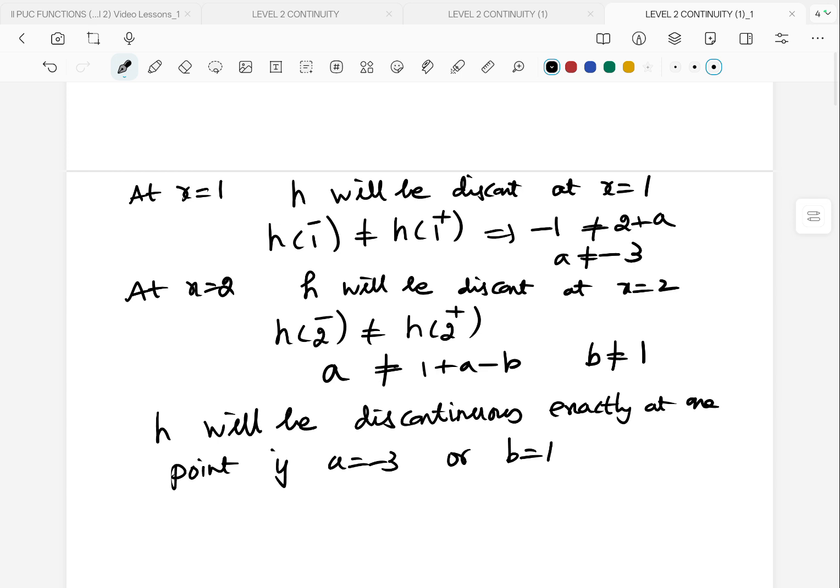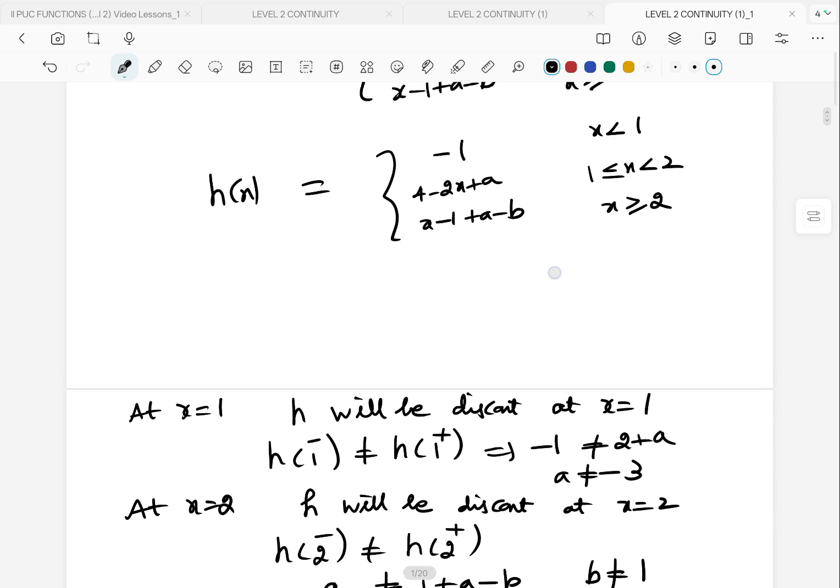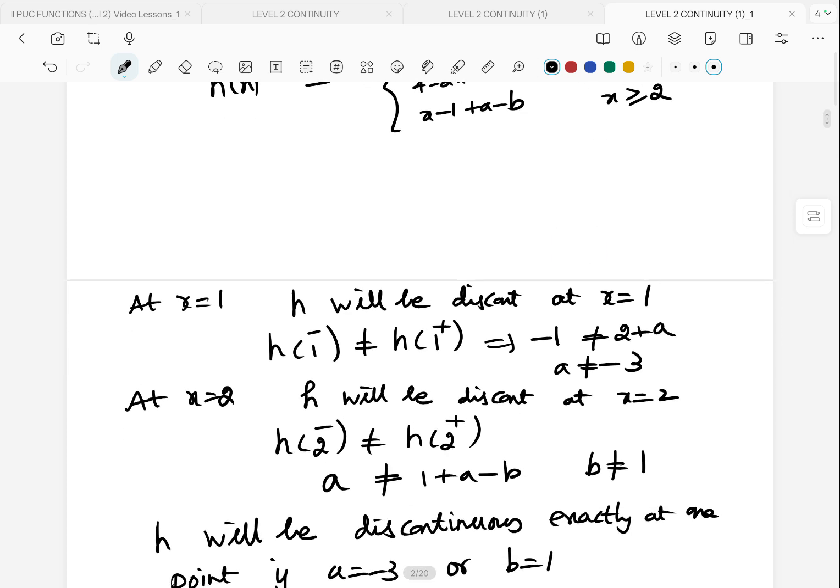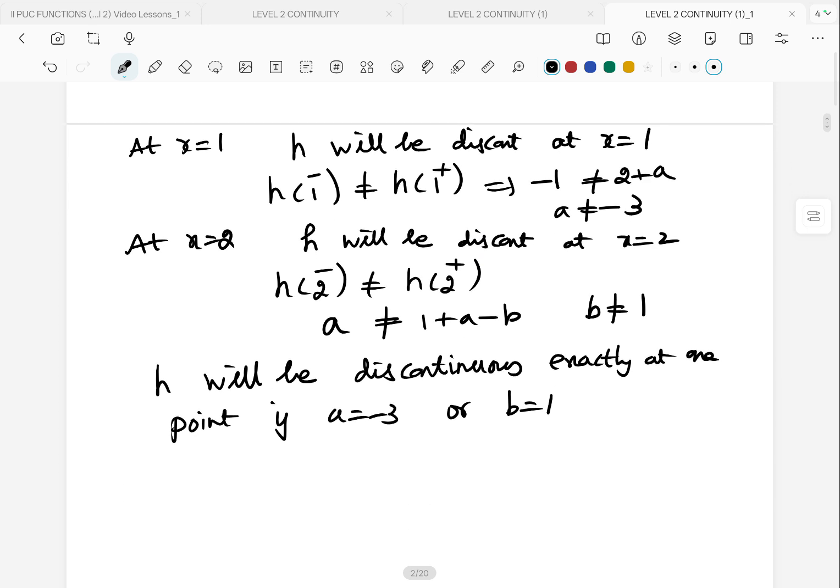So we observed that the function h of x is continuous in the intervals x less than 1, between 1 to 2, and x greater than 2. So at 1 and 2 we discussed. So we conclude that h will be discontinuous exactly at one point if a equal to minus 3 or b equal to 1. So the correct option is B. Hope it's clear to all of you.